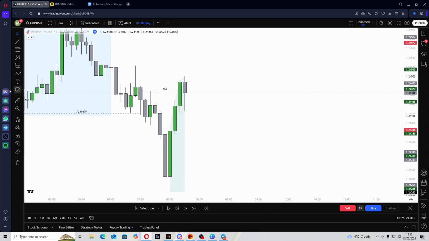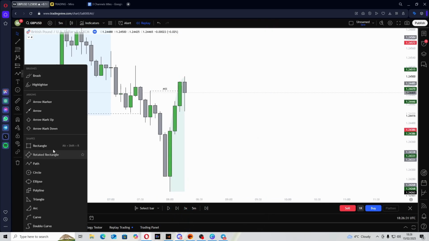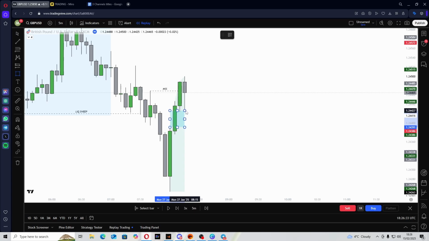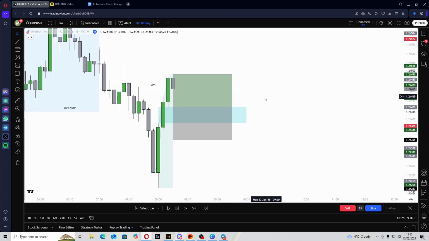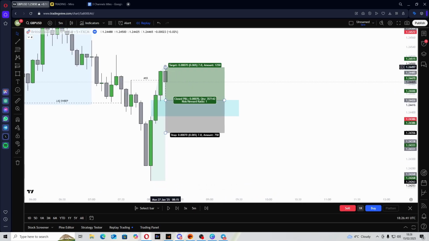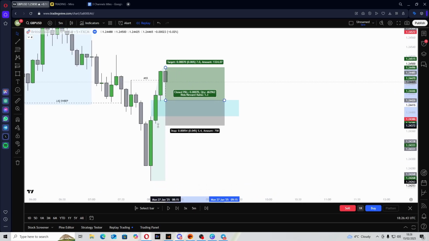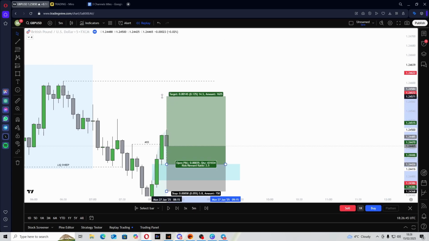Anyway, let me mark out our fair value gap. So it's right here. This will be it. And now all I'm going to be doing is taking a long position, right? So I'm going to be placing it right there and placing my stop loss just below this candle of the FVG and placing my take profit out at a 1 to 3 risk to reward ratio.